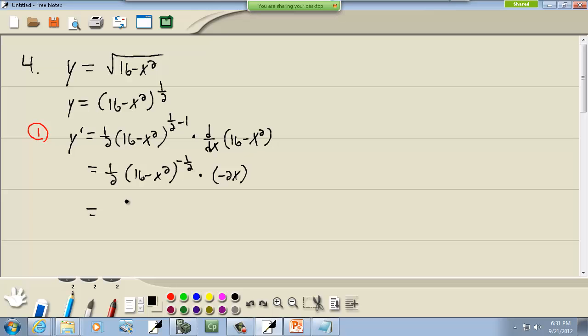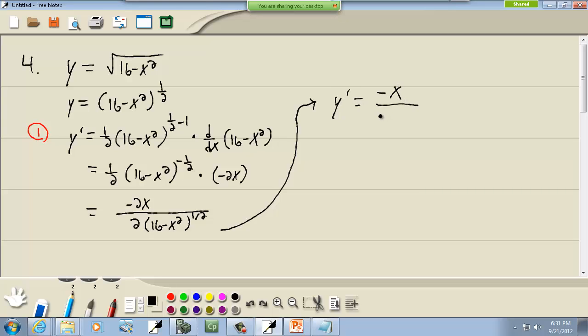Now we want to put these into a single fraction. The 2 is downstairs, so it stays down there. This negative 2x goes up here. Since this is a negative exponent, we're going to move it down to the denominator, and it becomes 16 minus x squared to the positive 1/2. Well, I see the 2's cancel now. So we've got negative x over 16 minus x squared to the positive 1/2.